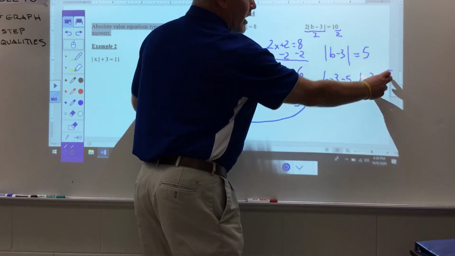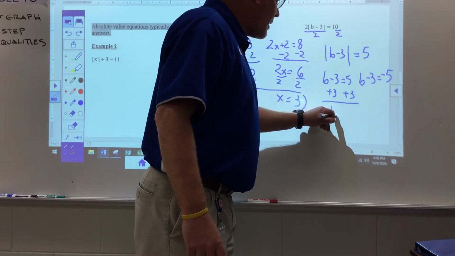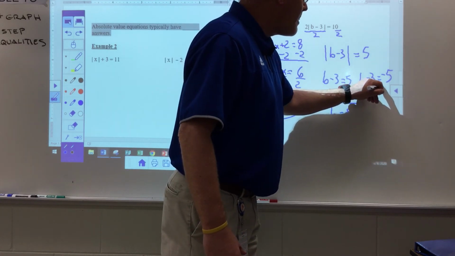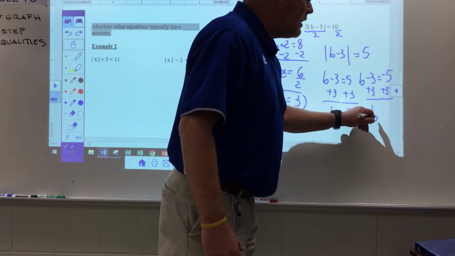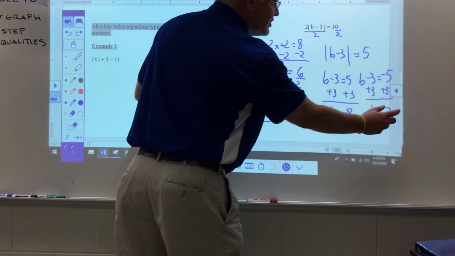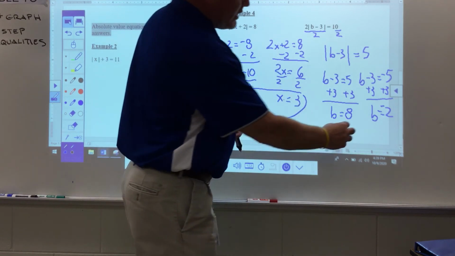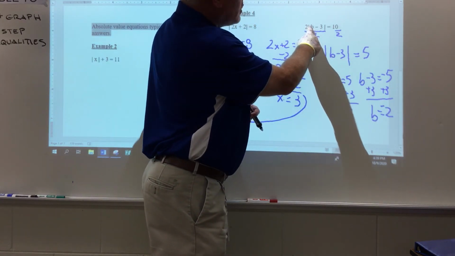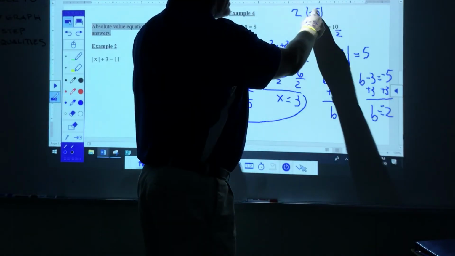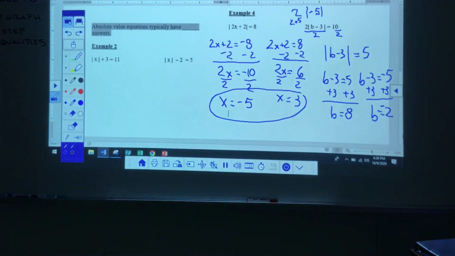Again, it doesn't matter which equation you write first. Just add 3 to both sides. I got b is equal to 8. Go ahead and add 3. I got b is equal to negative 2. Go back and run a check. 8 minus 3 is 5. 2 times 5 is 10. Be careful with this one. It's negative 2. Negative 2 minus 3 is negative 5. What's the absolute value of negative 5? Well, that's going to be 5. So we're really thinking about 2 times 5, which is 10.